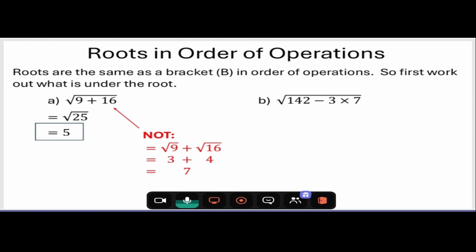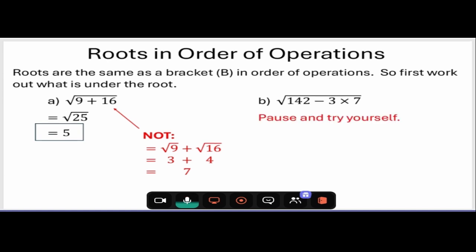So I just add those up, and then you see you get the wrong answer. You get 7 instead of 5. So when there's addition inside this square root sign, you can't take the root of the separate things separately. Here we got another one here.